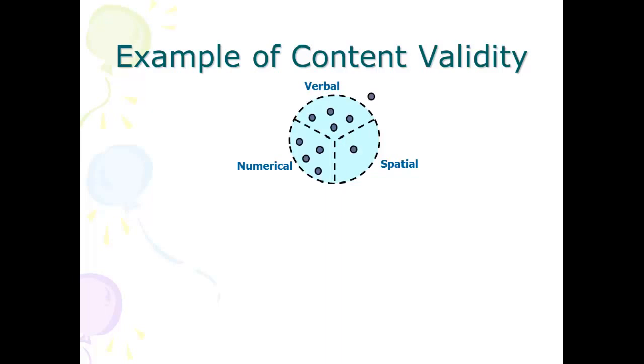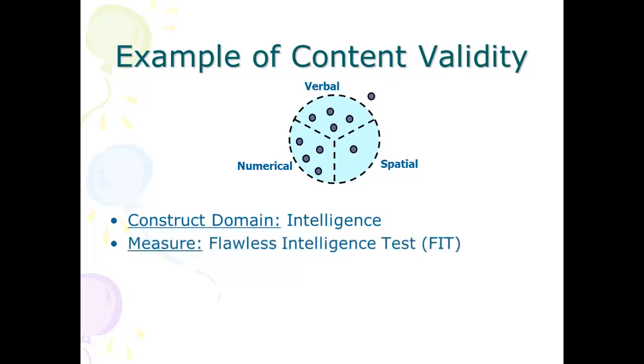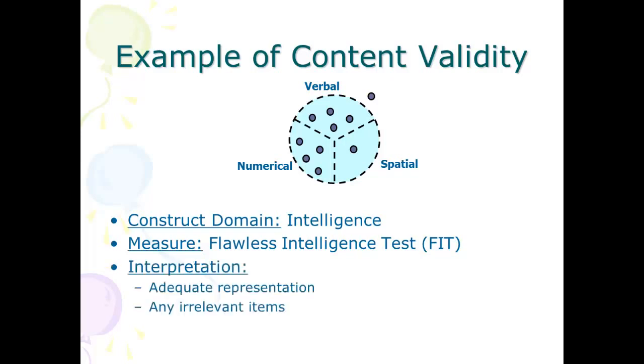So here we have a test with three parts: verbal, numerical, and spatial. And each of these circles represents an item. So we could say that this is an intelligence test. It has three components, and we could call it, quite modestly, the flawless intelligence test. Now there's two possible types of problems. Inadequate representation, which would be when we don't hit one area of content sufficiently. So here you can see that we're doing a fairly good job of measuring verbal and numerical ability, but there's not enough content on the test to cover spatial ability.